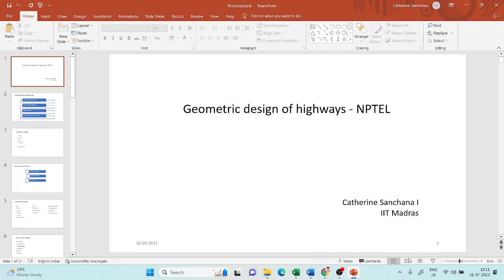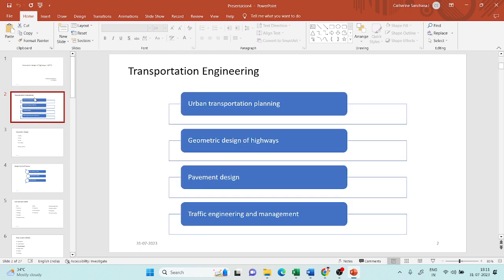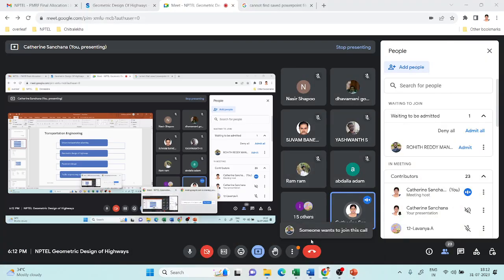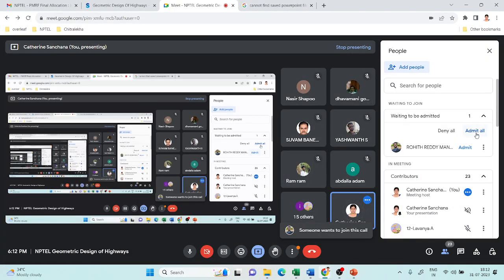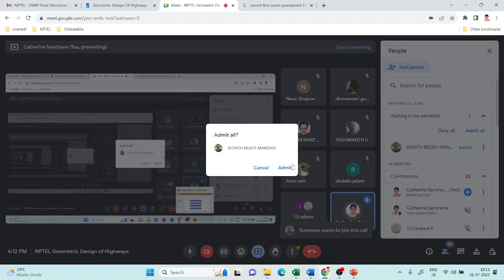To begin with, let us start with transportation engineering in general. In your BTech, you would have been exposed only to geometric design, the basic terms, pavement design, and traffic engineering and management. Urban transportation planning comes into play when you get into the graduate level.